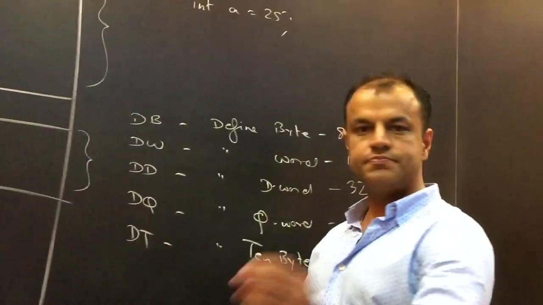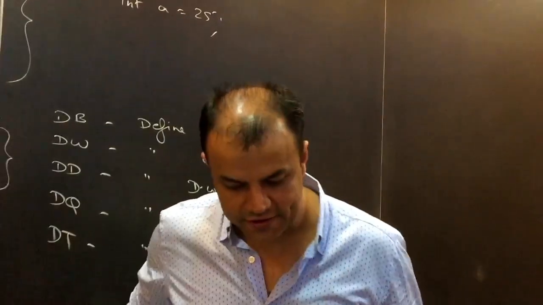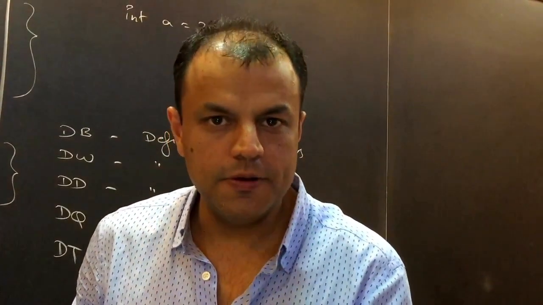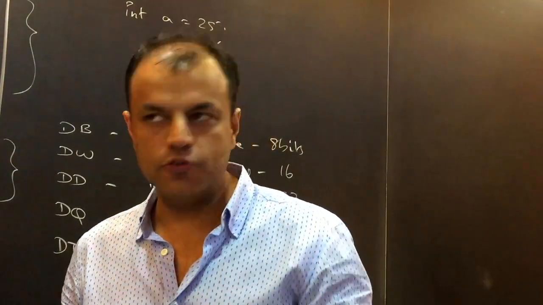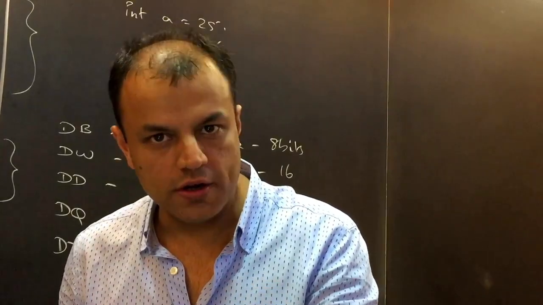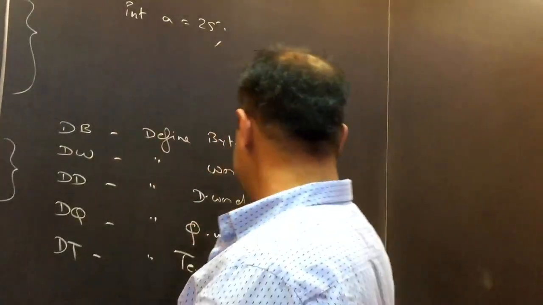Now, our processor, 8086, is a 16-bit processor. That means it does 8-bit and 16-bit operations. So, the most commonly used variables will be byte and word, define byte and define word, because they are 8-bit and 16-bit.